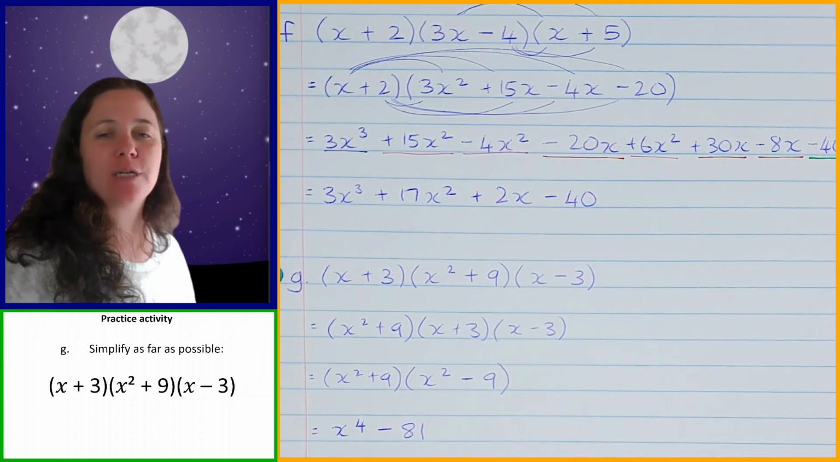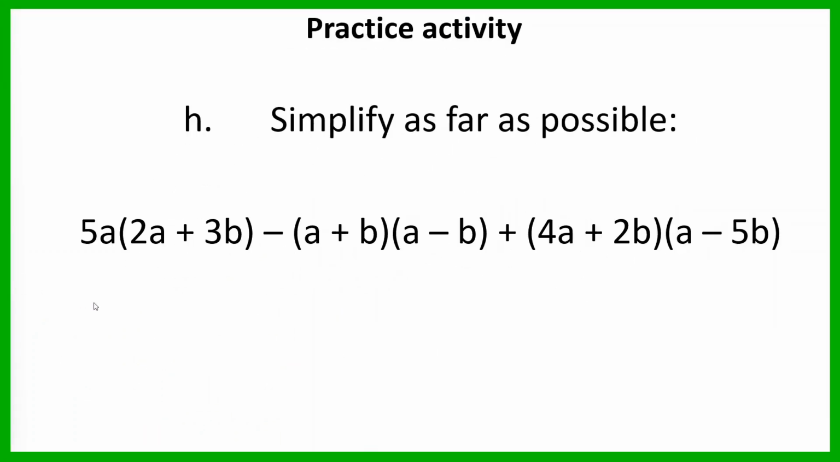Okay, now we're going to go on to question H. So in this question, we've got 5a times 2a plus 3b in brackets, minus a plus b in brackets multiplied by a minus b in brackets, and then plus 4a plus 2b in brackets times a minus 5b in brackets. Let's give you 3 minutes to work on this question.